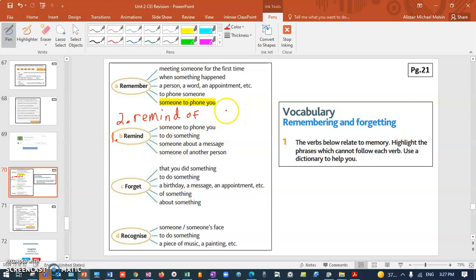So you can say, for example, you remind me of Brad Pitt. That means you look like Brad Pitt. Or you can say, you remind me of my sister. It means maybe your behavior is the same or you look the same. Something like that. So remind of is different from remind. Okay.